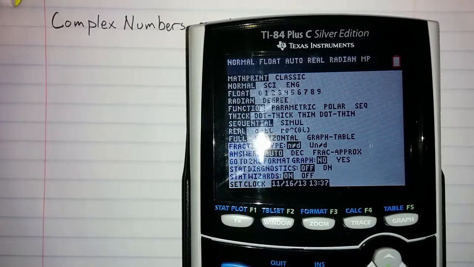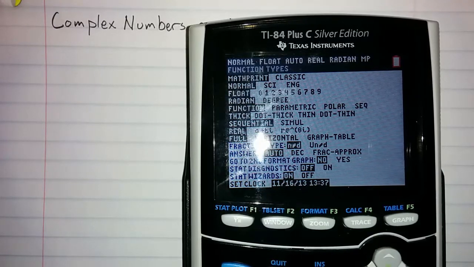Let's take a look at the modes. So, normal, float, radian, function, thick, don't know what that is. Real. Oh, other than real, it gives us two options. a plus bi, re to something or other. I like a plus bi.